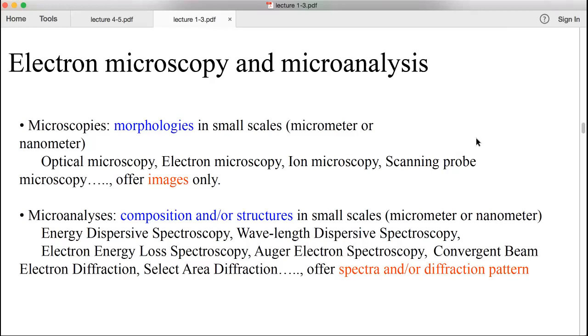So it gives you a topographical, morphological image. But in order to see the composition or the structures in small scale, you will need other techniques. Most of the time, these come as spectra or diffraction patterns. Now, electron microscopes are combined with these spectra to get the compositional data. So you get an image and you select a particular area, and then you analyze it using EDX, energy dispersive spectroscopy, or wavelength dispersive spectroscopy.